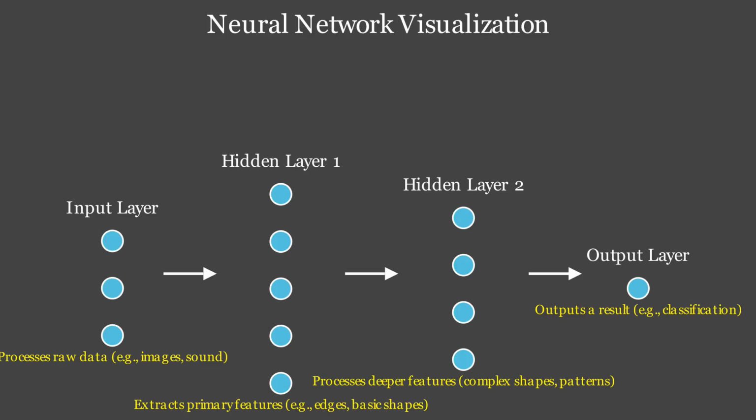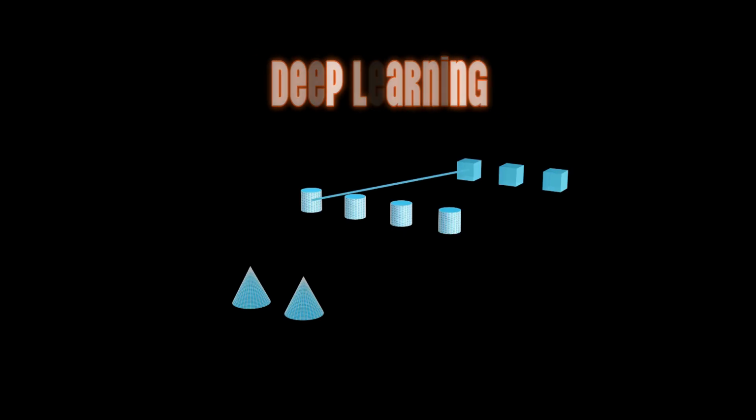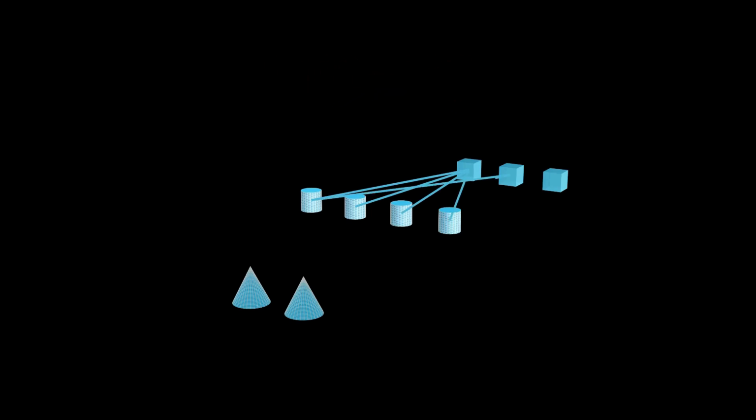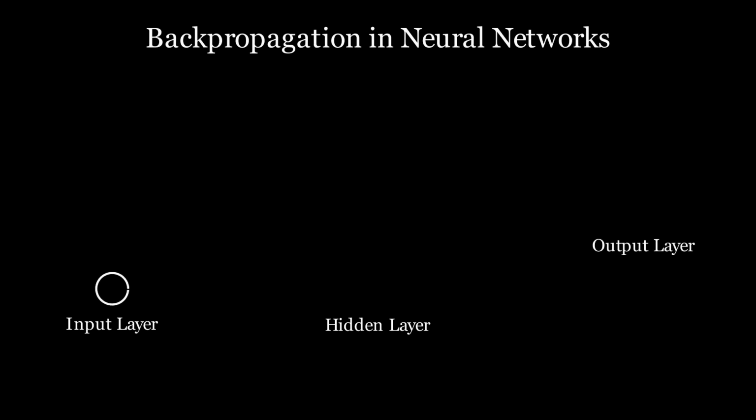A neural network starts with the input layer, where data enters the network. Each neuron in this layer corresponds to a feature of the input data, like pixels in an image or words in text. Next, the data moves through the hidden layers. These layers process the input by extracting patterns and features, transforming raw data into something meaningful. This is where the network learns through weighted connections and activation functions.